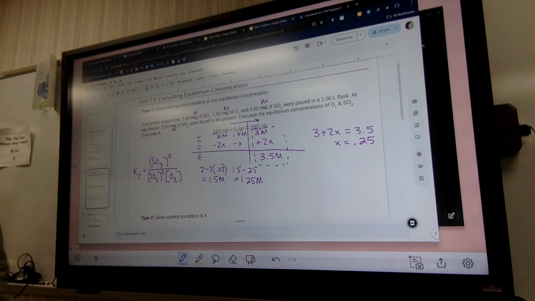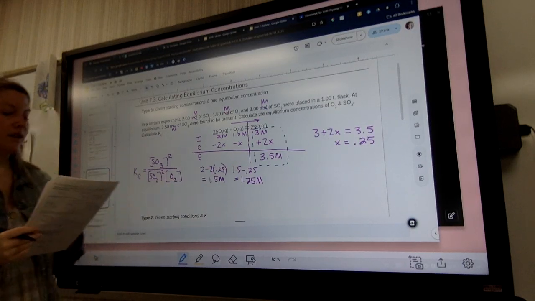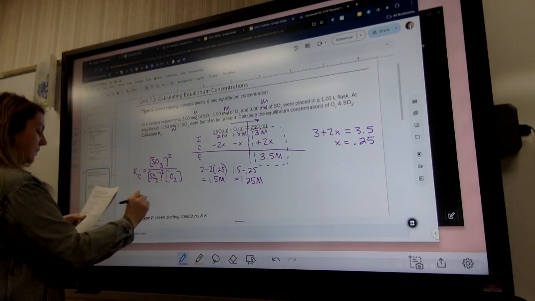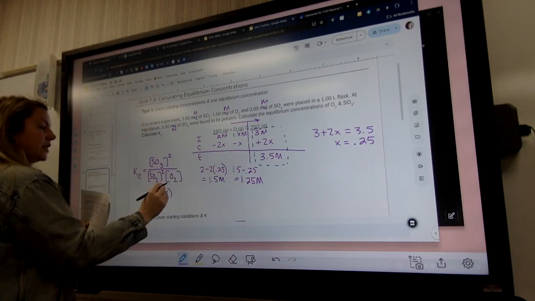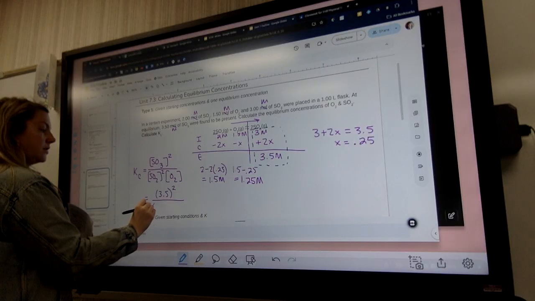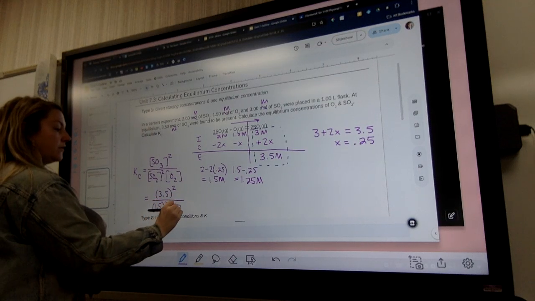That's just the expression that we've been practicing from the previous lessons. Then we're just going to plug in the equilibrium concentrations into this problem. So I'm going to have 3.5, which is my concentration of SO3 squared, divided by my SO2 squared, so 1.5 squared, and then times 1.25.